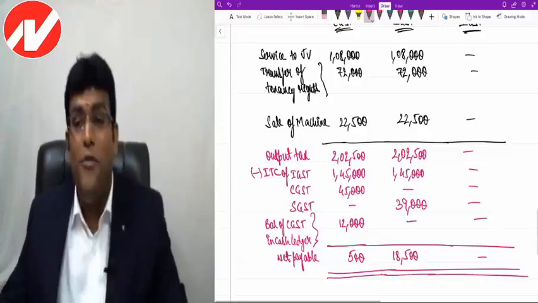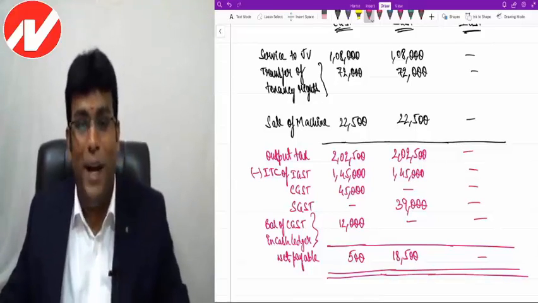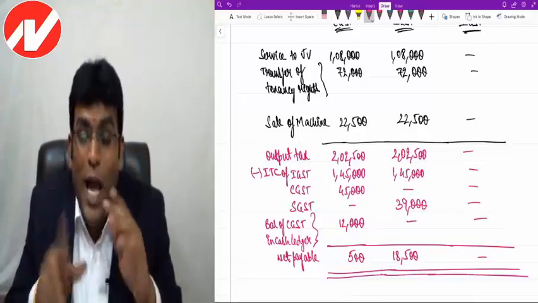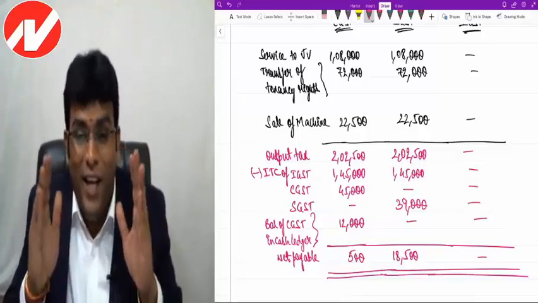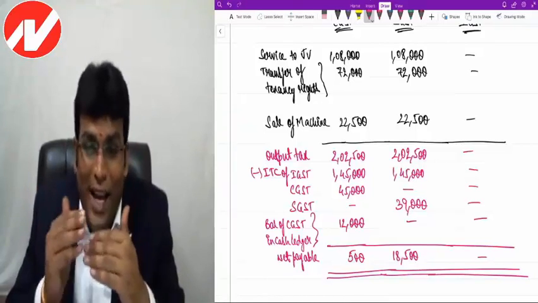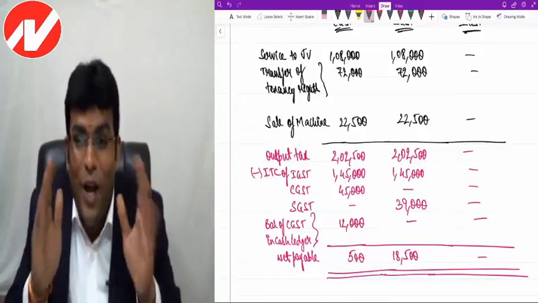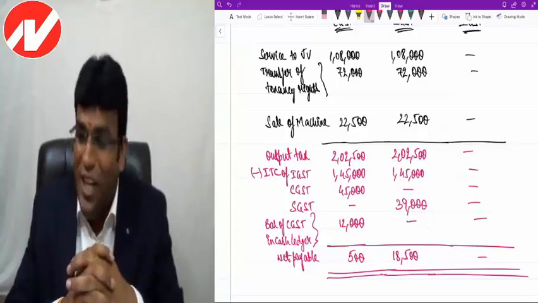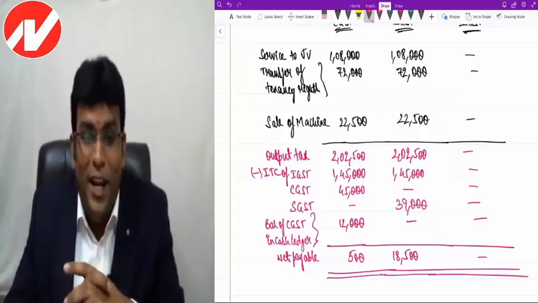So one point you have to keep in mind is that IGST credit should always be first used for output IGST. Then we can use it for CGST or SGST in any order or any manner. That is why I divided half. That is the only point. I hope we are getting clarity on this point.